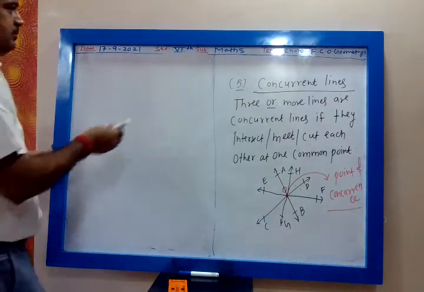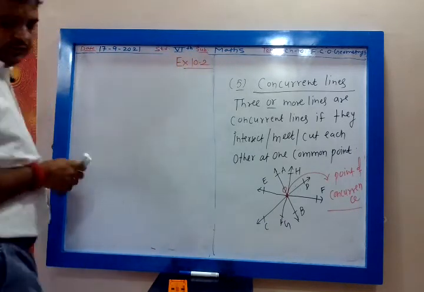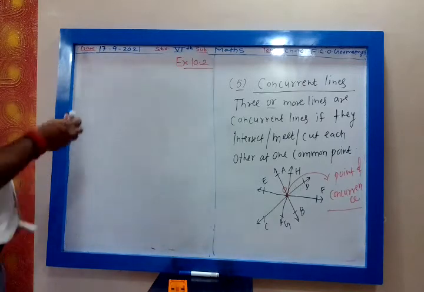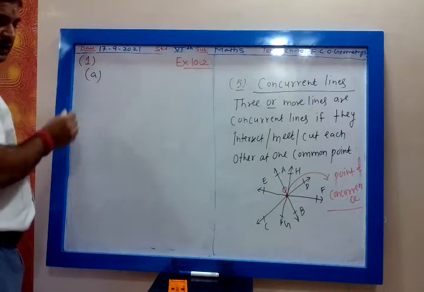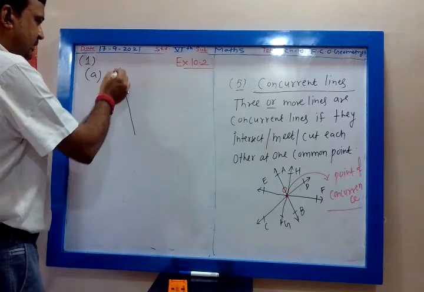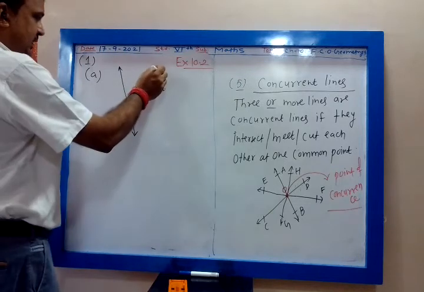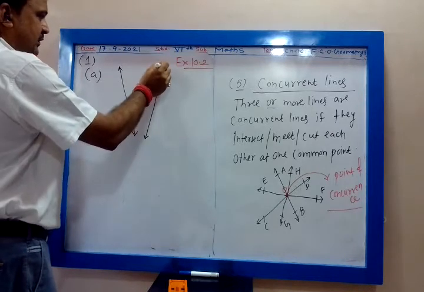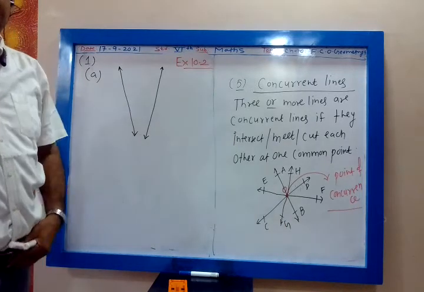Let us start the exercise 10.2. First, state whether the following pairs of lines are parallel, intersecting. Okay, A. First one. You are given a line, this line. Then you are given this another line. Whether these 2 lines are parallel or intersecting or perpendicular, tell me.